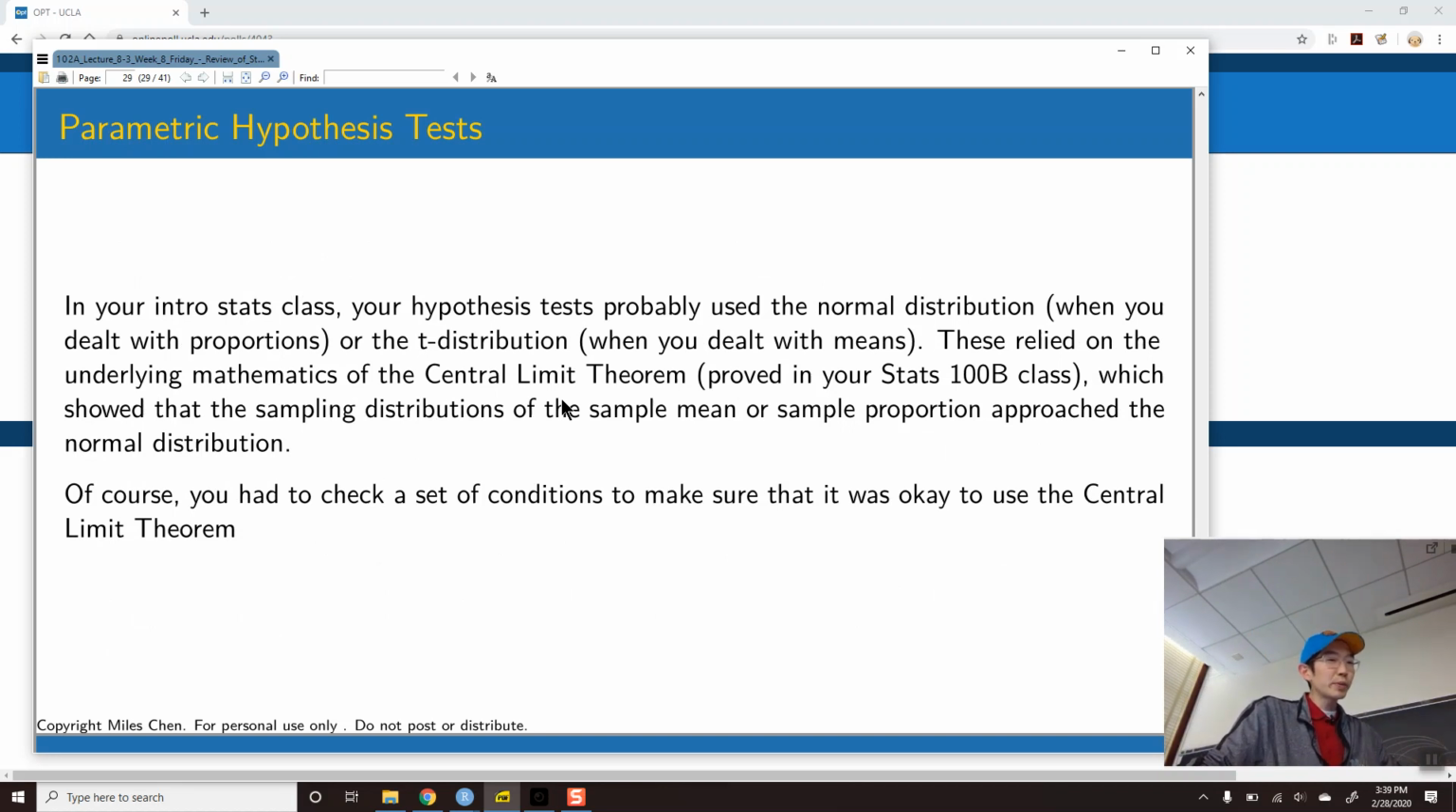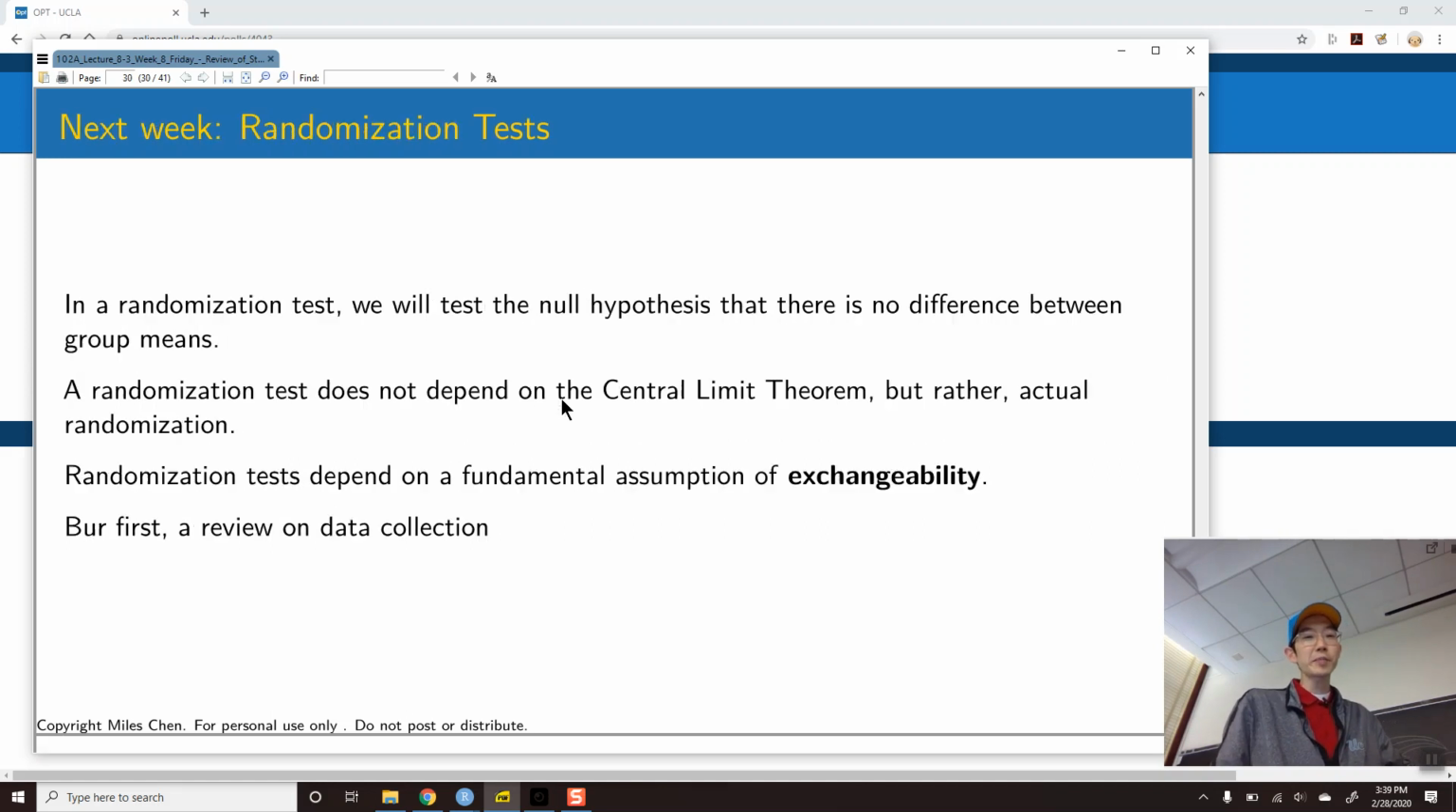All of these things are what we call parametric hypothesis tests. They're parametric because they rely on the central limit theorem, and the central limit theorem uses the normal and t-distributions, and those are parameterized distributions. They have parameters like the mean, the standard deviation, and the degrees of freedom, and they have underlying mathematical ideas, which you have to prove in 100B and so on. And you have to make sure you're checking the conditions.